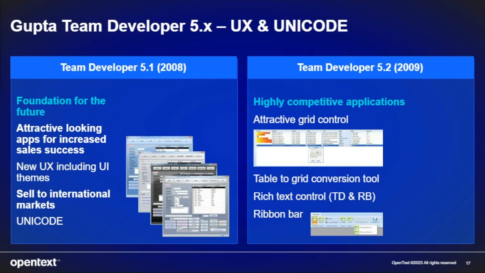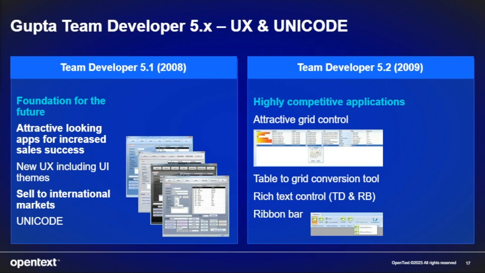And then we had Team Developer 5.2 in 2009, which allowed you to create highly competitive applications by providing very attractive UX controls. You get this grid control that is not only visually attractive, but also a very high usability control to interact with data in your day-to-day tasks.